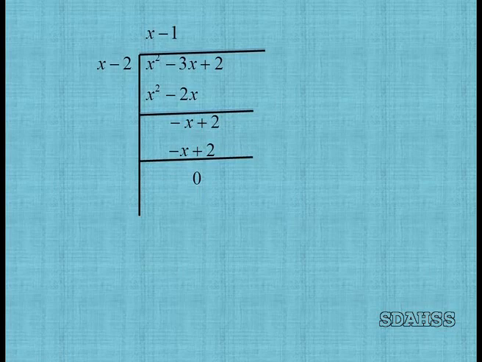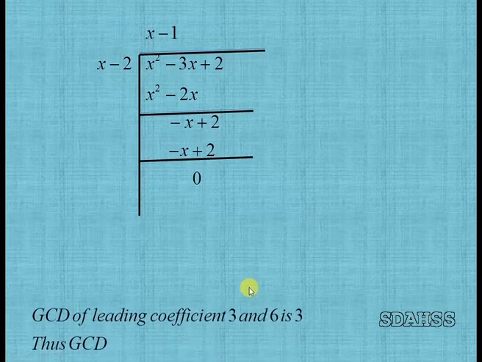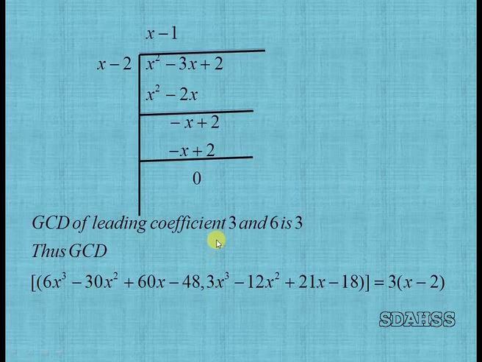The GCD of f of x and g of x is x minus 2. That is the simplified expression. Answer is x minus 2. Again you want to find the GCD of the coefficients 3 and 6. GCD of 3 and 6 is 3. Multiply this 3 and write this 3 with the simplified expression GCD answer x minus 2. So 3 into x minus 2.